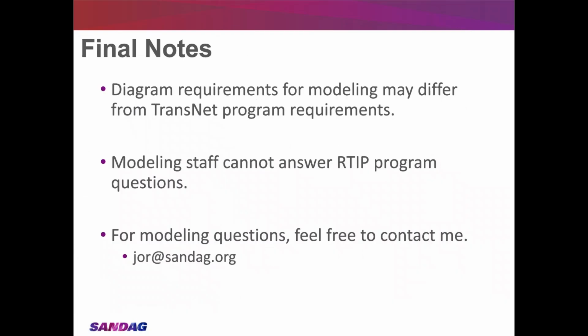So to wrap everything up, I'd just like to highlight that the diagram requirements for our travel model may differ from Transnet program requirements. And the biggest difference is for the travel model, again, we're only concerned with capacity increasing roadway projects. For all projects submitted to Project Track, you may need to submit diagrams of those projects. That may be a Transnet requirement, but the modeling requirements are different and applicable to a smaller subset of projects within the overall TIP.